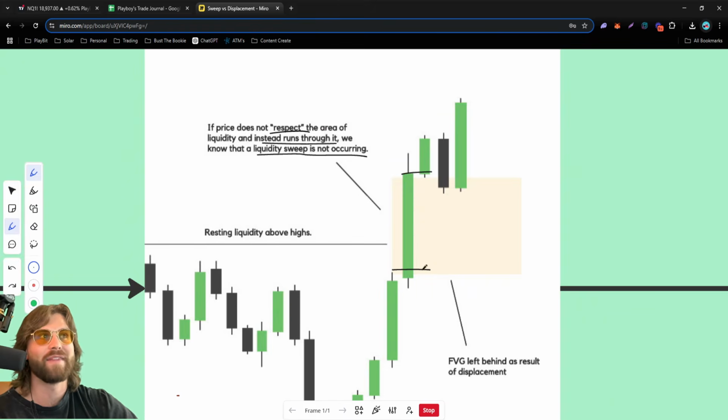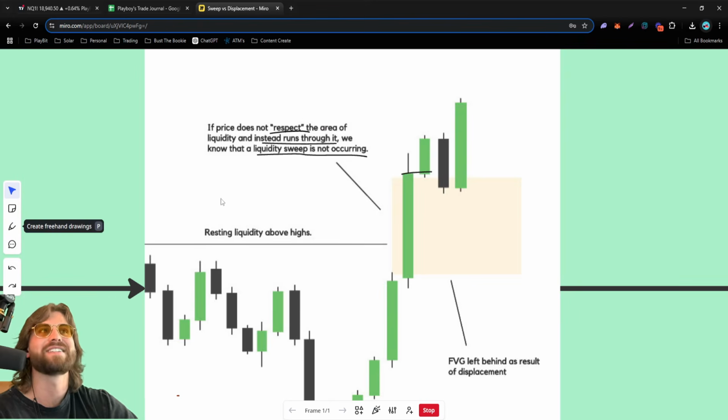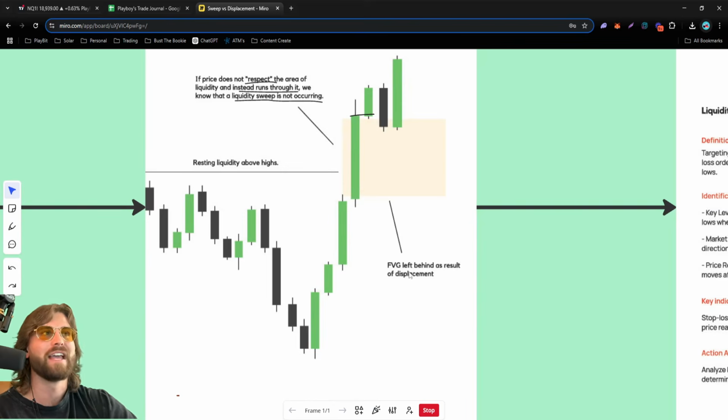If you're leaving behind this massive of a fair value gap, you're likely to have price trade back into it and continue in that direction. I encourage you to test this in real market environments because it's beautiful when you see it happen. A fair value gap left behind is a result of displacement.